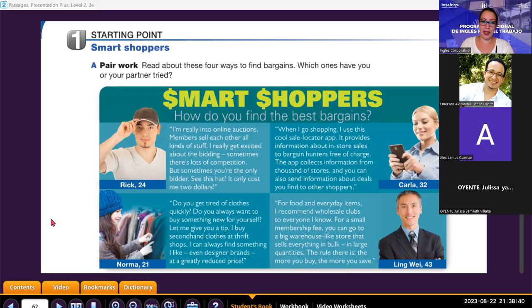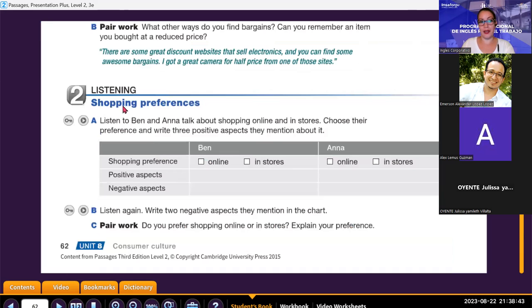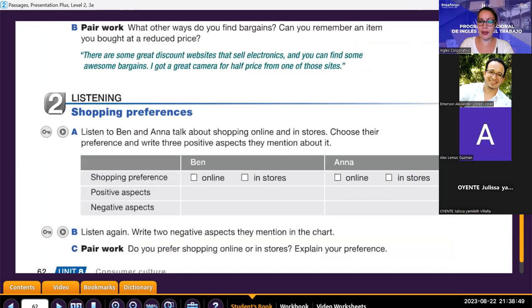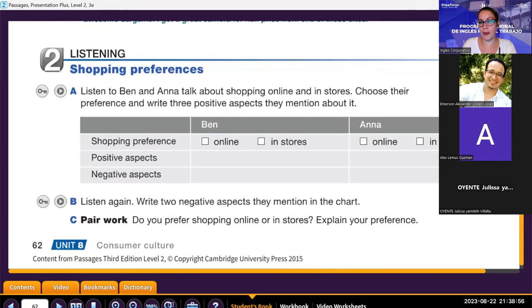Okay. Then we have a listening exercise, shopping preferences. To practice listening, let me make this a little bit bigger. Okay, you have this in the presentation. In case that you have not printed it, we're going to allow you a couple of minutes to write in your notebook. So you can draw this chart or just write the information that we need in your notebooks. So first we're going to listen to Ben and Anna talk about shopping online and in stores.